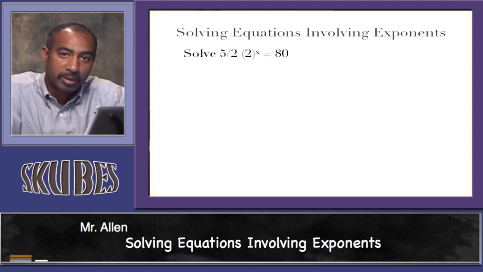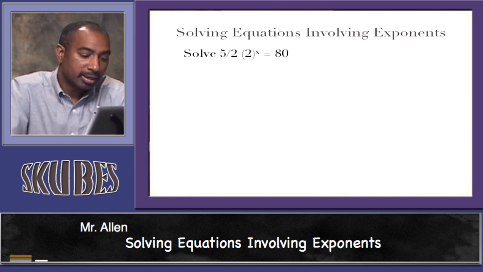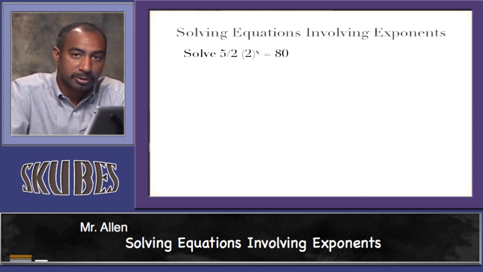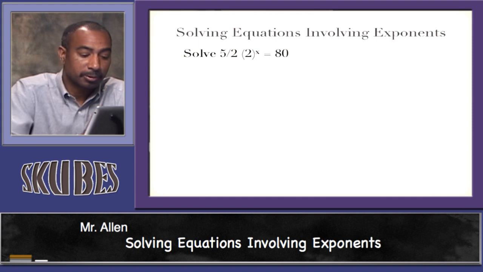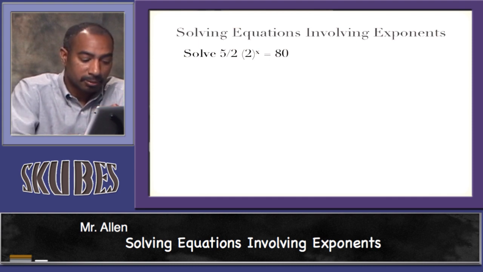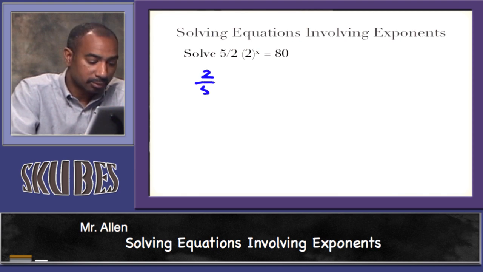All right, what about when we have fractions? You have 5 halves times 2 to the x equals 80. Well, the first thing you want to do is get rid of the fraction. And you can do that by multiplying by its reciprocal on both sides. So what can I multiply by 5 halves that makes it 1? I can multiply by 2/5. But you have to do this to both sides of the equation.